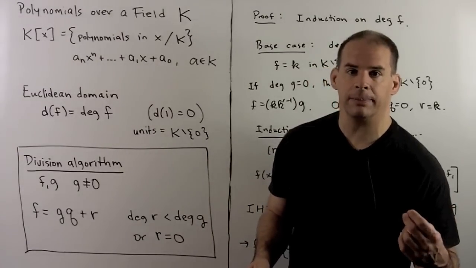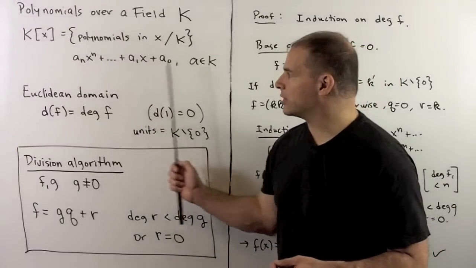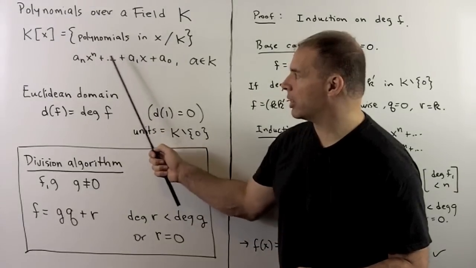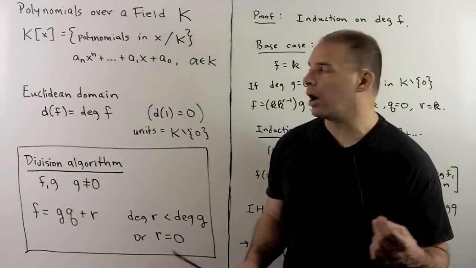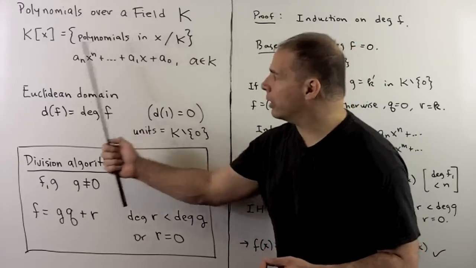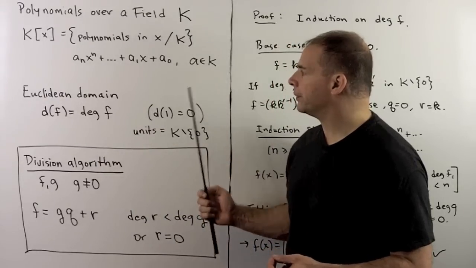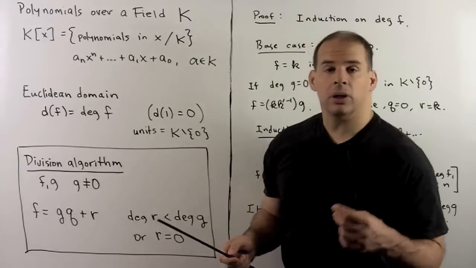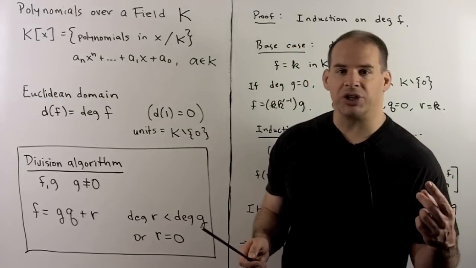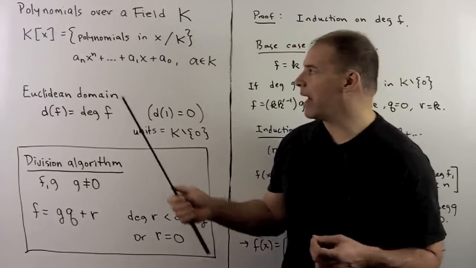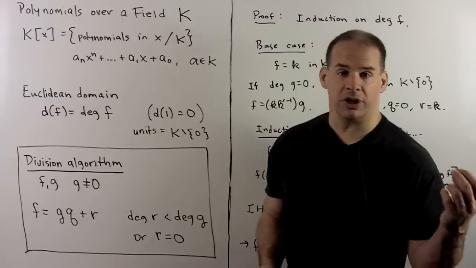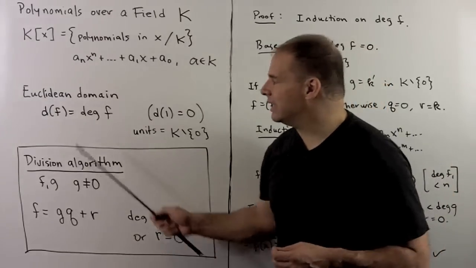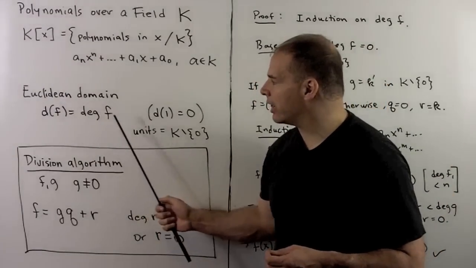Now, recall, K adjoin X is just going to be the set of polynomials in the variable X with coefficients in the field K. So we have items like a_n x^n, a bunch of pluses going all the way down to a_1 x plus a_0. The a's are all going to be in our field K. Now, we have the usual addition, subtraction, multiplication, and long division of polynomials here. So we'll get a Euclidean domain from long division. And in this case, the d function is just given as the degree of a polynomial.